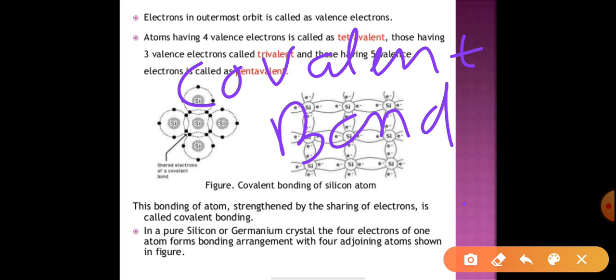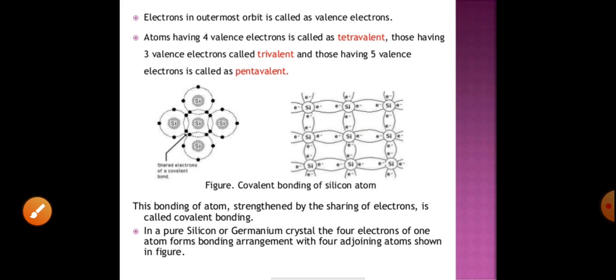Okay, so what exactly is a covalent bond? They are sharing the valence electrons with the neighboring atoms, sharing with each other. So this bonding of atoms strengthened by the sharing of electrons is called covalent bonding. Whatever the last orbit electrons are, they are loosely bound.